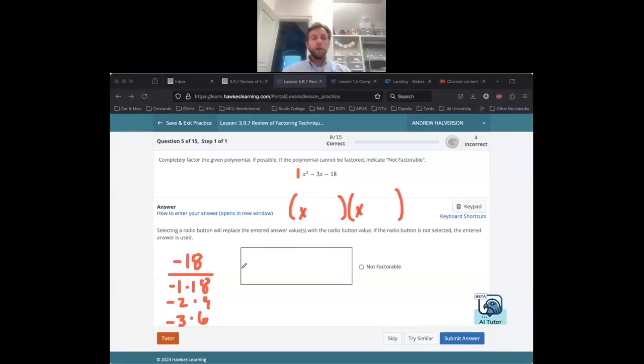And then also don't forget about your other factors, your other set. +1 times -18. Just move that negative sign over. +2 times -9. And then +3 times -6. Which pair of factors will add to give you -3? Because -3 is what we have in the middle. Well, it's this one right here.